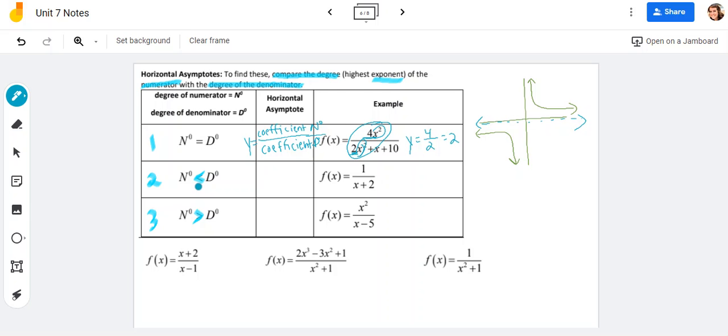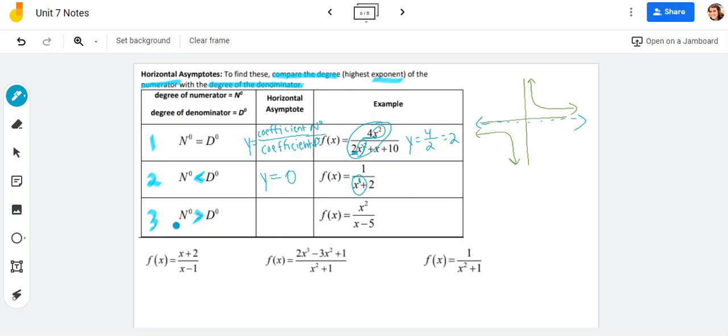To find the horizontal asymptote when the numerator degree is less than the denominator degree, that asymptote is actually always going to be at y equals 0. So if we look at this example here, we see an x down here, meaning its degree is 1, but there's no variables in the top, so that denominator degree is higher than the numerator degree.